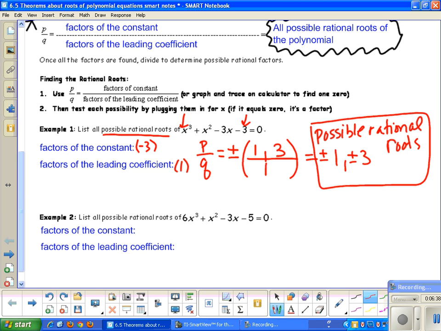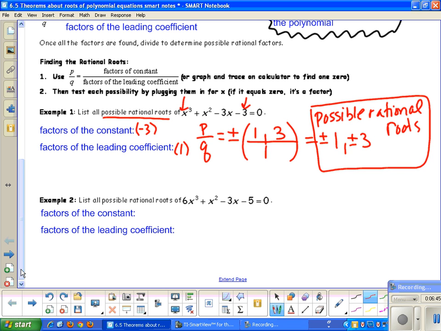The next step then would be to figure out which ones are the actual rational roots and then use that to factor my equation, but it didn't ask me to do that for right now. So let's look at example number 2. For example number 2, it says list all the possible rational roots of this equation.